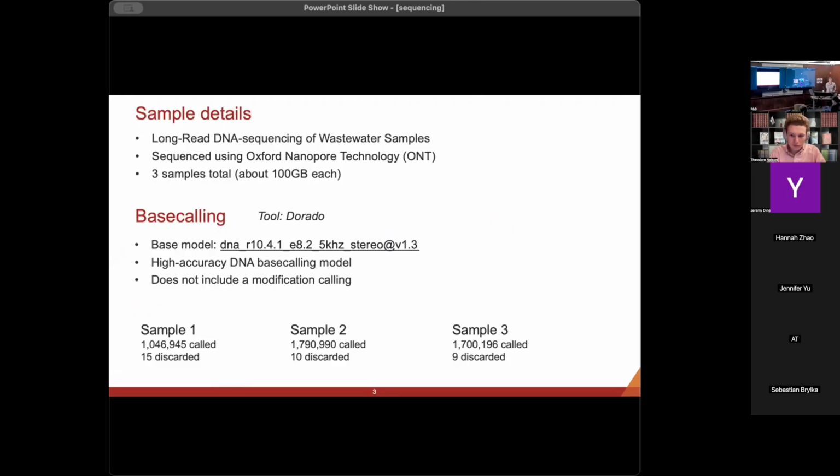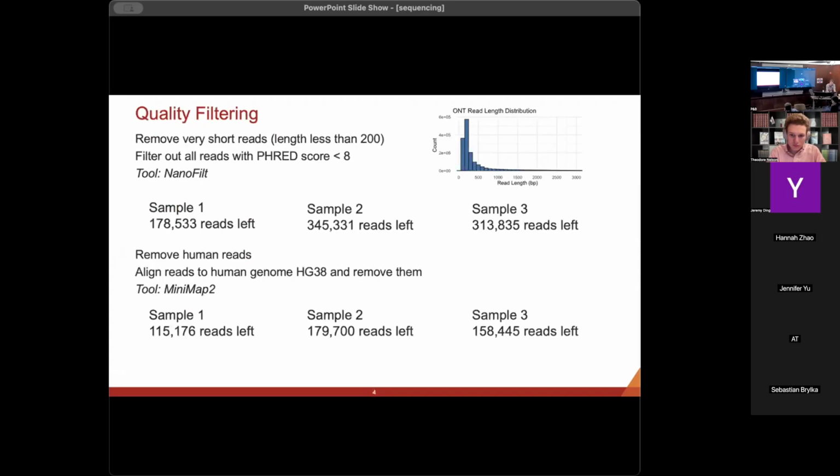First, I did base calling using the DNA base calling model. I used Dorado, just like we did in class. And just one note here: the Dorado DNA models do not support modification calling, so I had to do it on the canonical base caller without any methylation or other modifications. But I still had a lot of reads to work with.